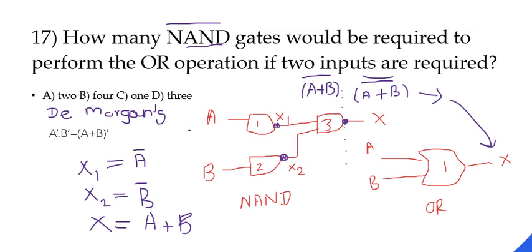Alright, so the answer right here: we will be using 3 NAND gates as an equivalent to your OR gate. Of course, this is a simpler circuit, your IC, and this is a little bit of a bulky IC, so of course we don't want to use that. Alright, so that's the answer for 17.